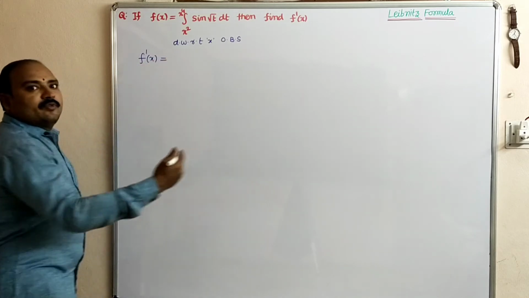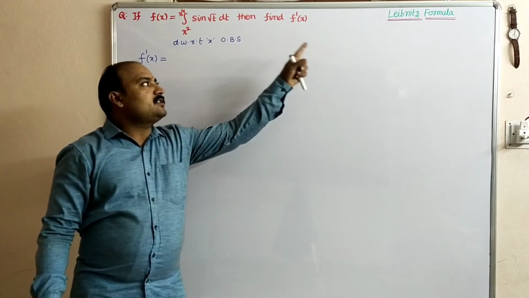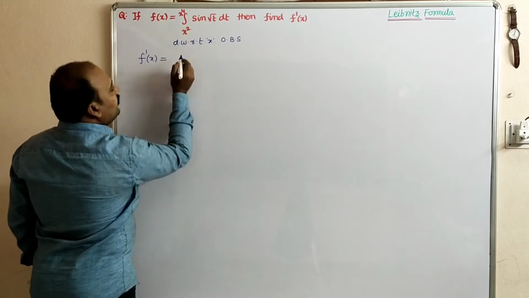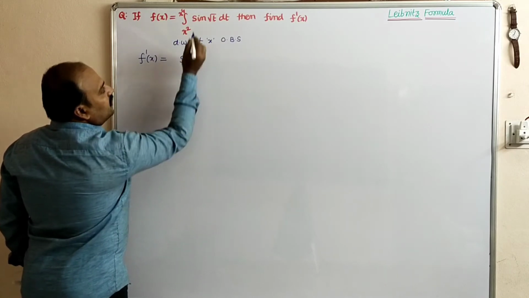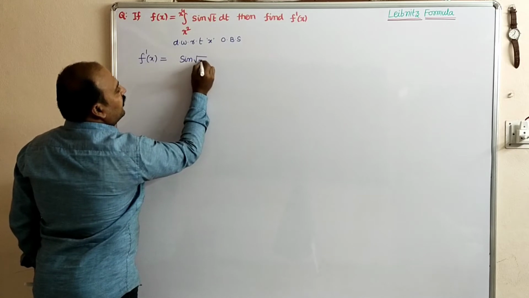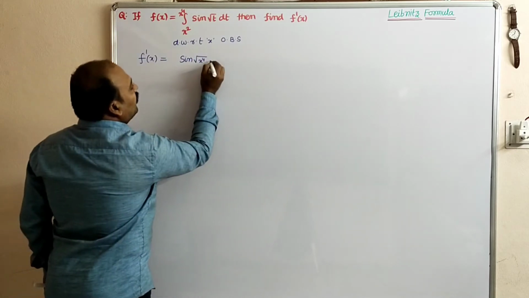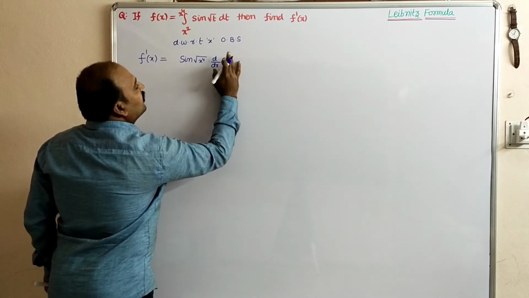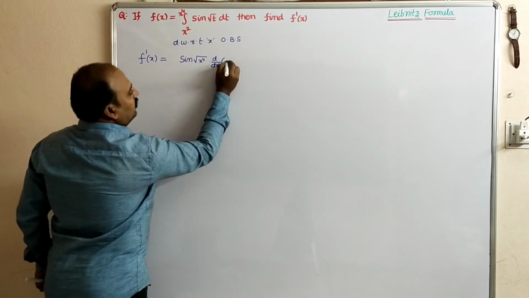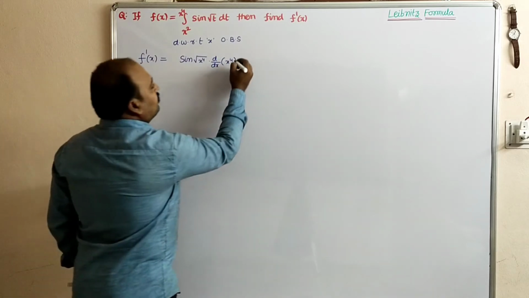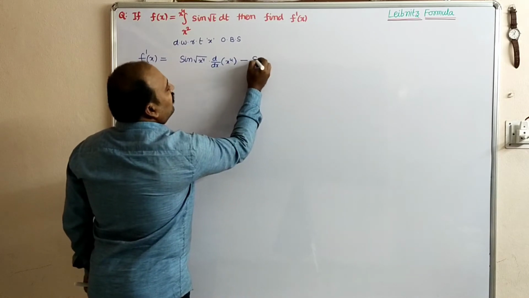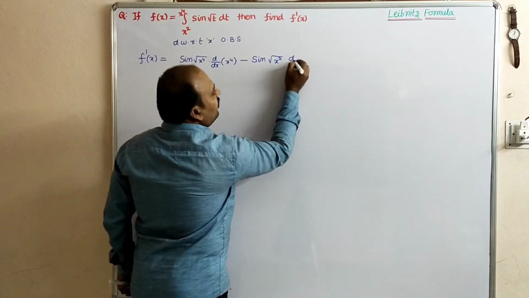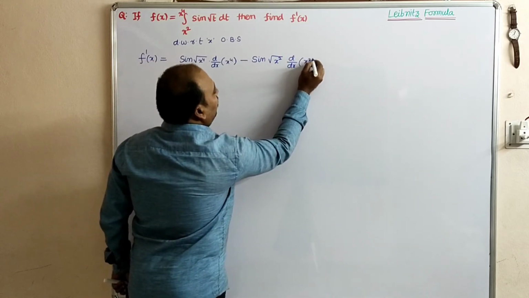On the RHS side, we are applying the Leibniz formula. So d by dx of this one, every time no need to write it. The value is, in place of t, x power 4: sine root of x power 4 into d by dx of x power 4. From the next time onwards, I will write directly d by dx of x power 4. Now I am writing like this: minus sine of root x square into d by dx of x square.